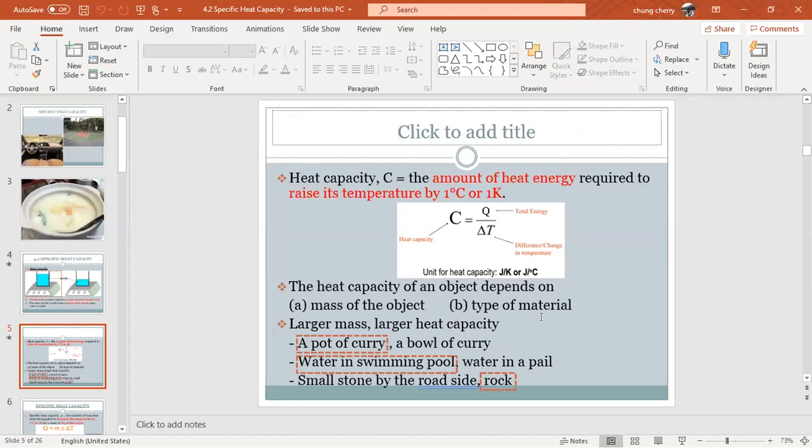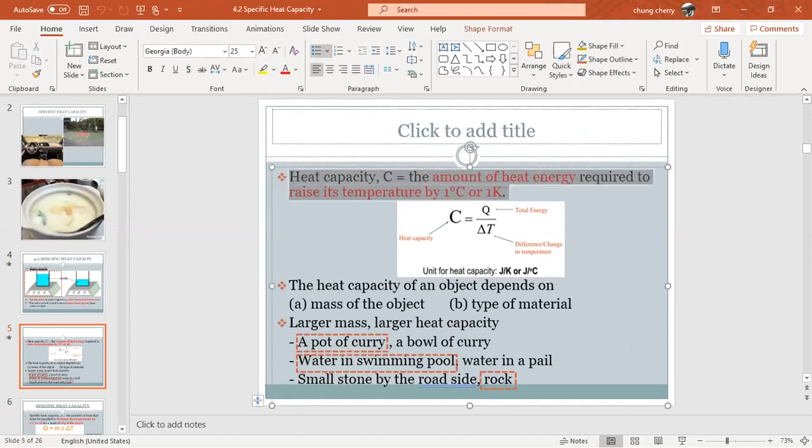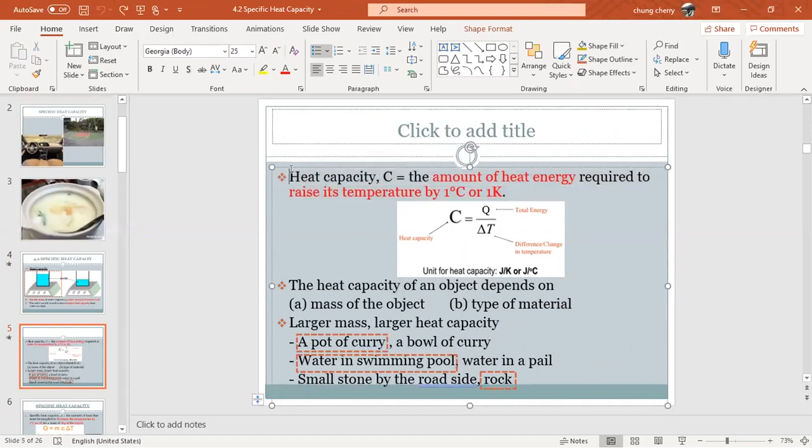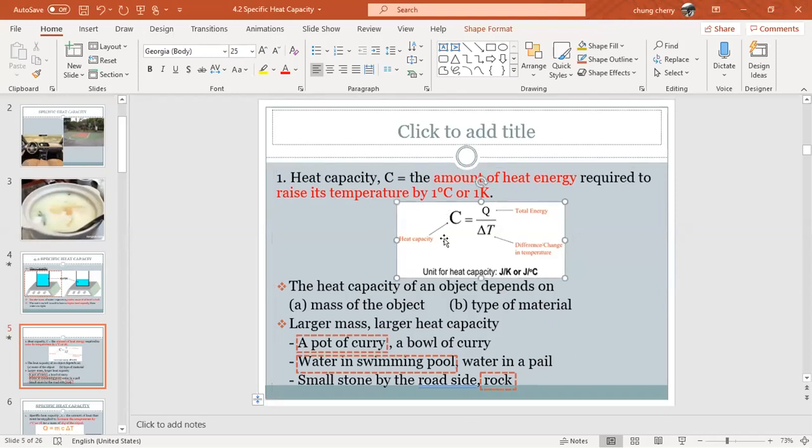I want you to write this down as your notes number 1. Heat capacity: the definition of heat capacity is the amount of heat energy required to raise its temperature by 1 degree Celsius or 1 Kelvin, because temperature can be measured either in degrees Celsius or in Kelvin. The one in the square, please also copy down in your notes number 1 as well.